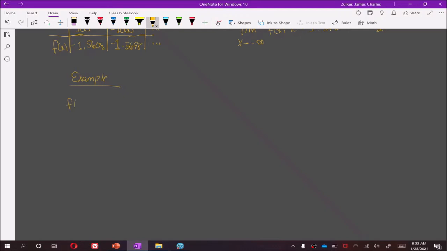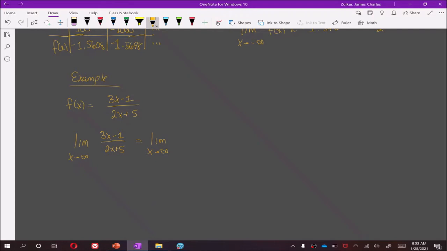So let's first consider the function f of x equals 3x minus 1 divided by 2x plus 5. Okay? We want the limit as x approaches infinity of f of x. So what we're going to do is look at the denominator.